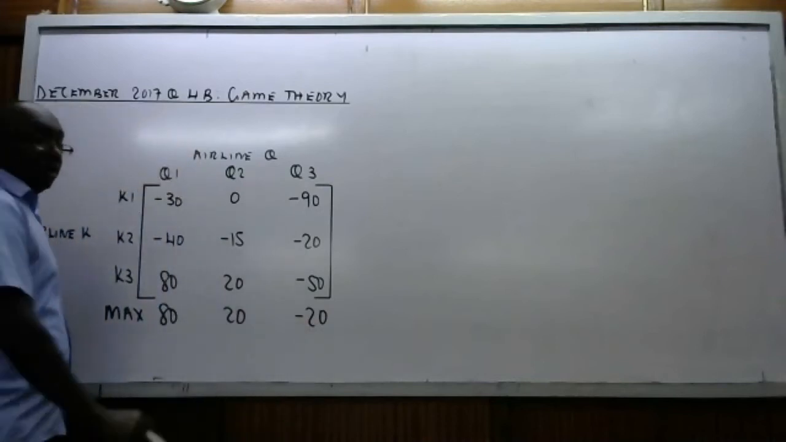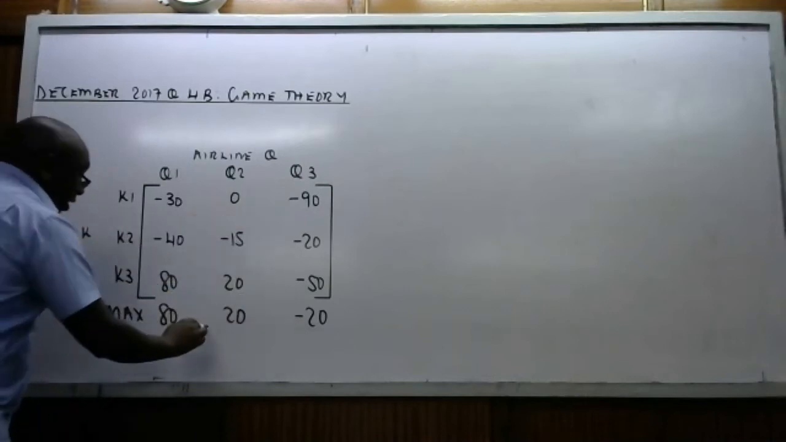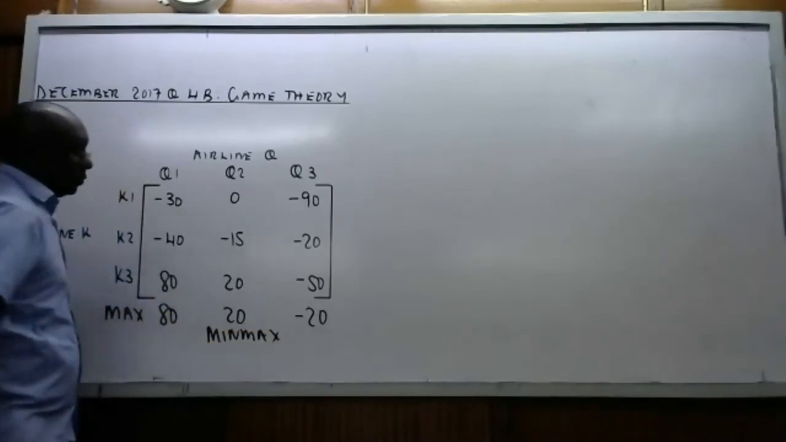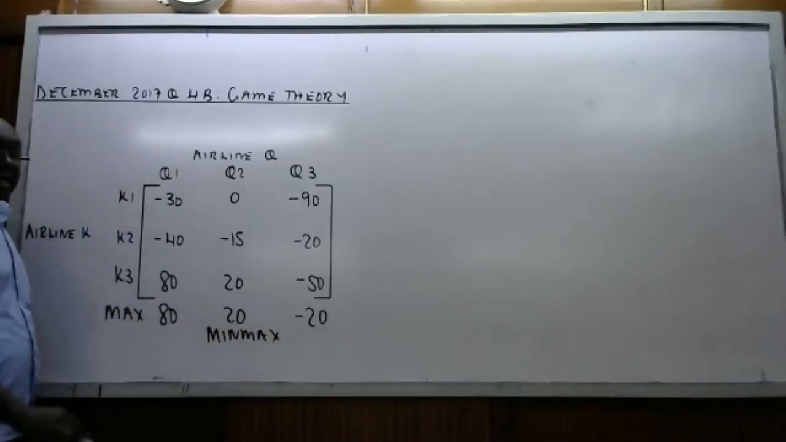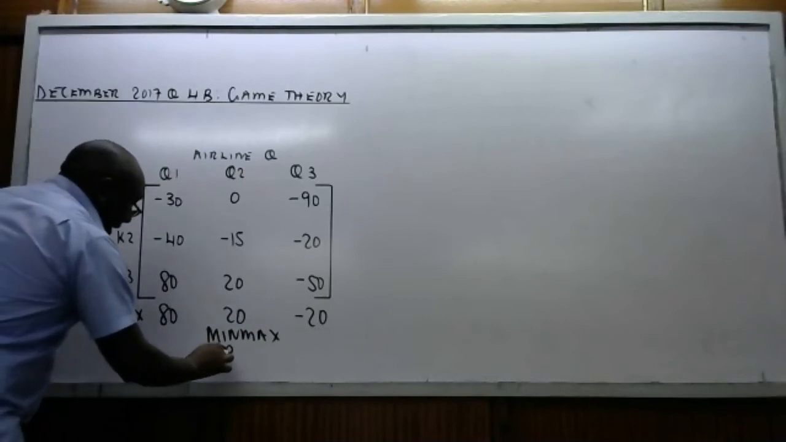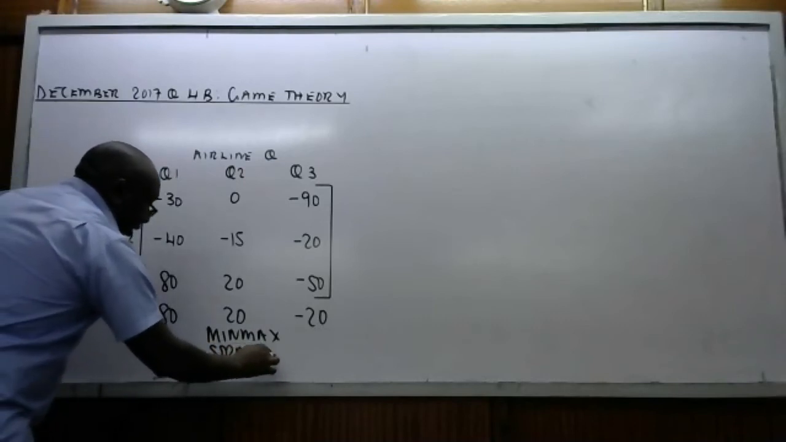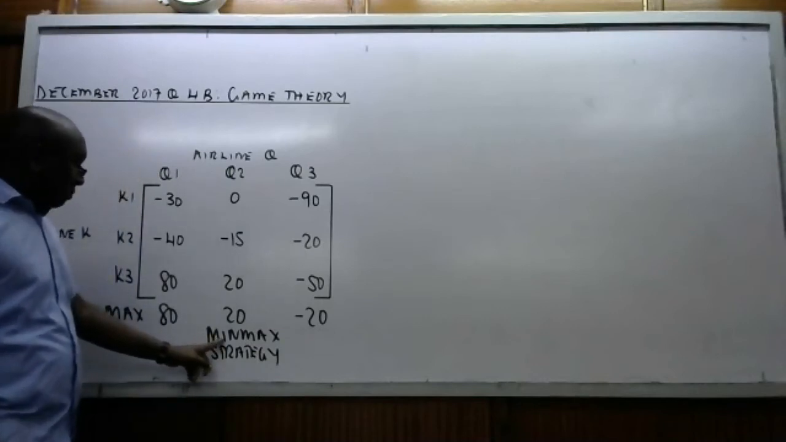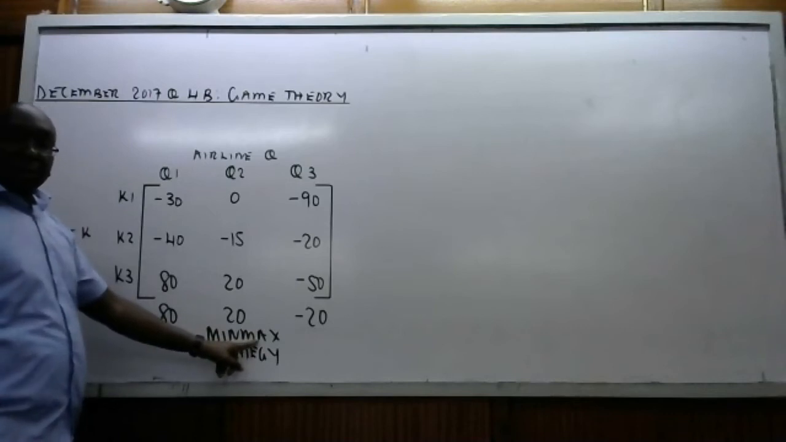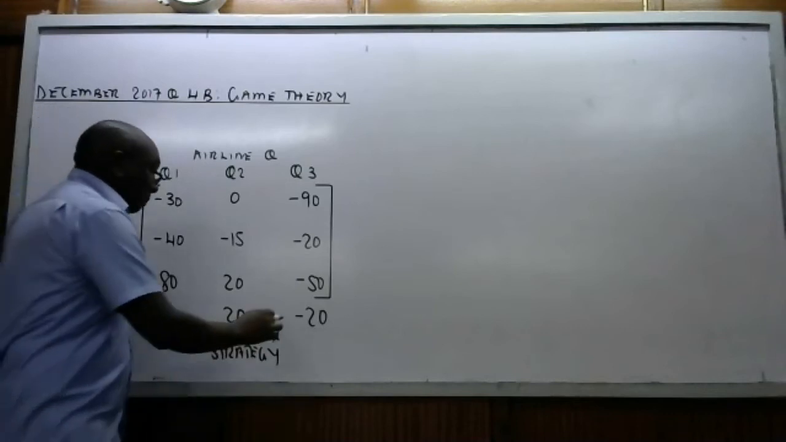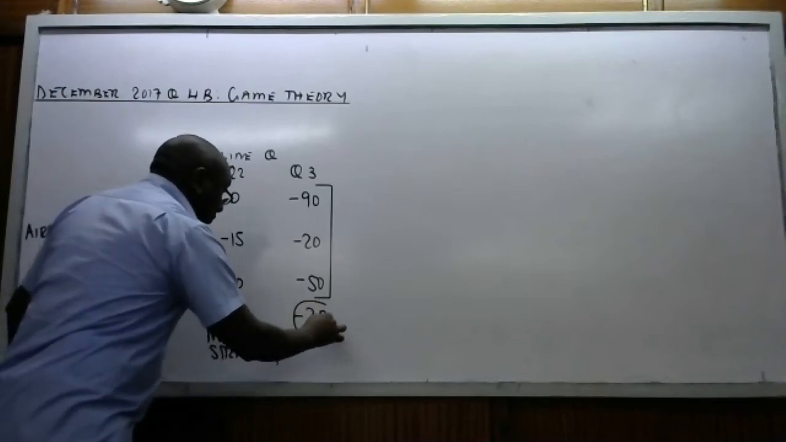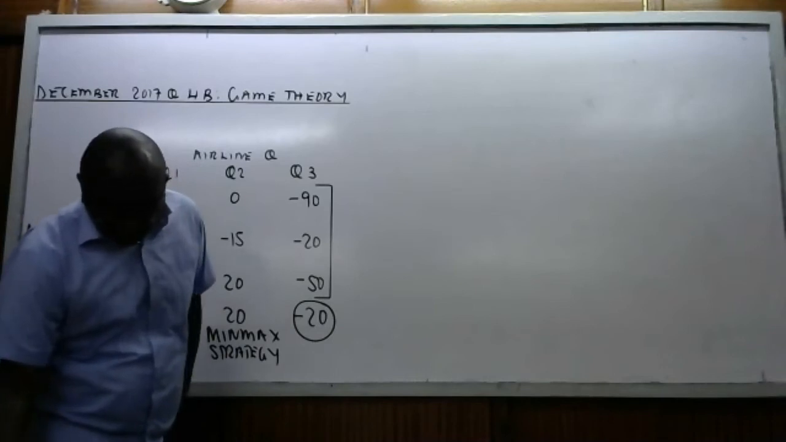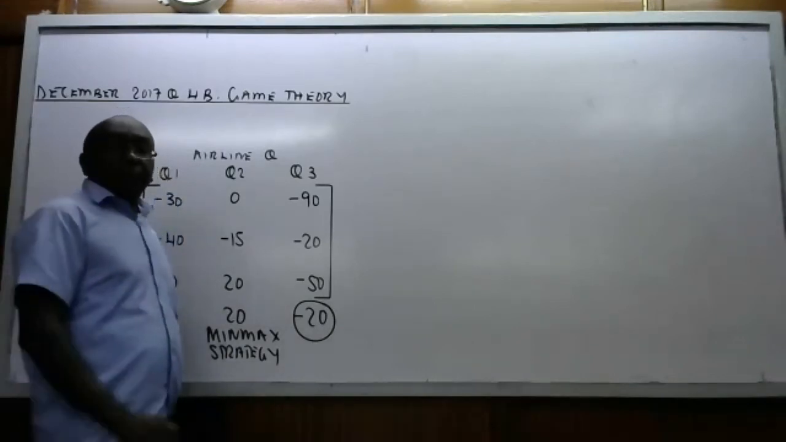And then I told you this bracket on this side, they use what we call min-max strategy. Min-max strategy means you will go for the minimum of the maximums, which happens to be this one. That is what he will go for.